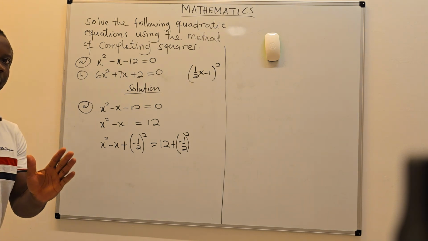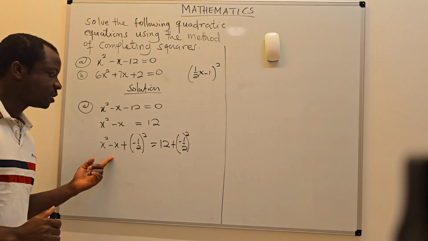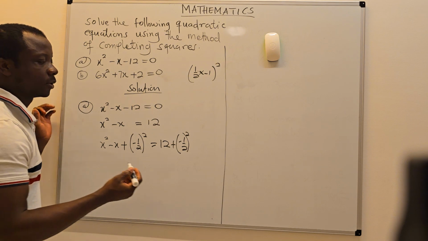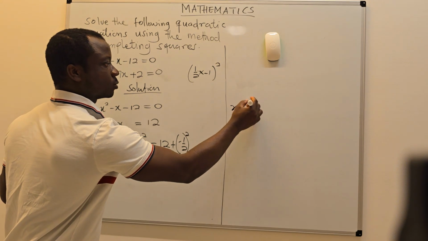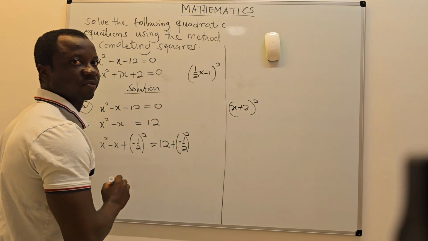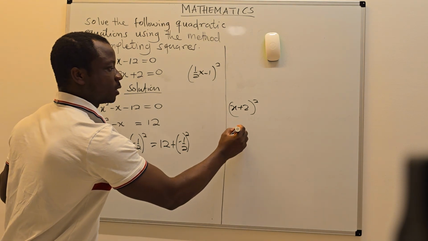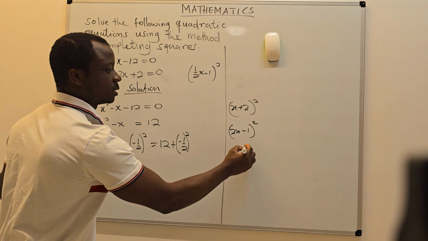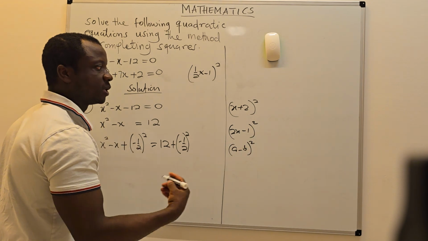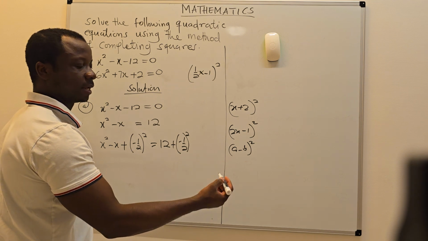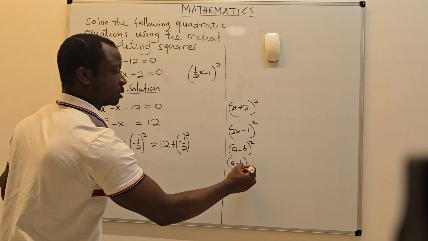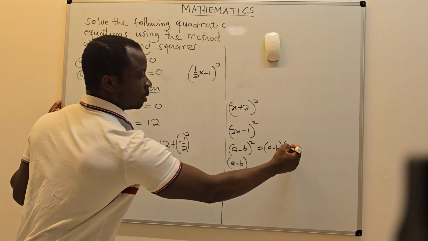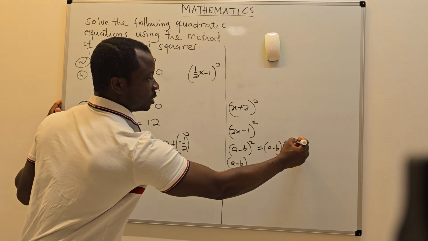There is something called a perfect square. What we have here, the left side, is a perfect square. Let me give you an example. If you have x plus 2 all squared, this is a perfect square. If you have 2x minus 1 all squared, it's a perfect square. If you have a minus b all squared, it's a perfect square, which means if you want to expand it, you are going to have a minus b, and then another a minus b.